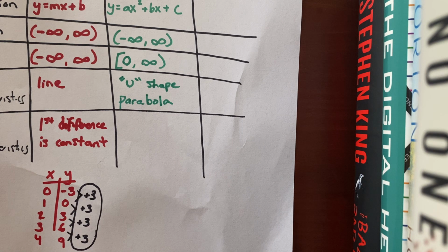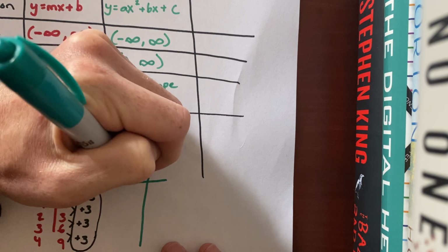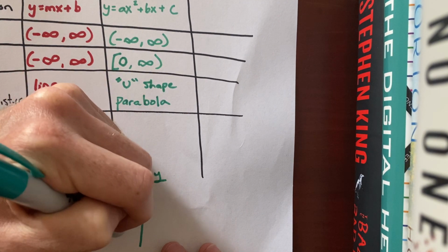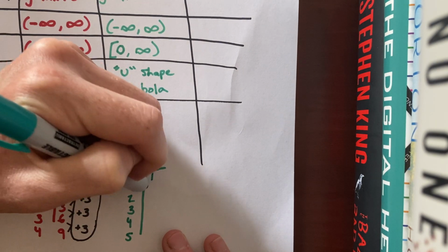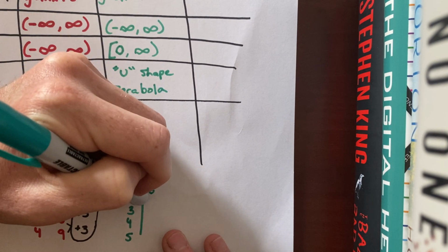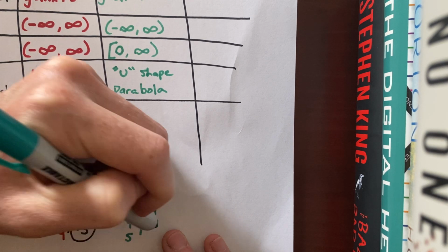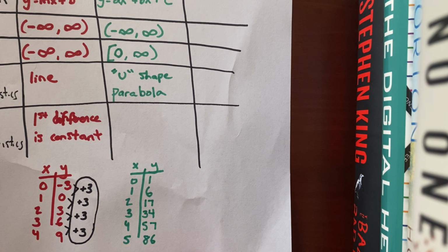Okay, I'm going to draw myself a little XY table. Oh, nice little squeaky sound. Sorry about that. 0, 1, 2, 3, 4, and 5. All right, 1, let's go 6, 17, 34, 57, and 86. Okay, I did look this up beforehand. I'm not super genius, and I didn't just make these numbers up on the fly.